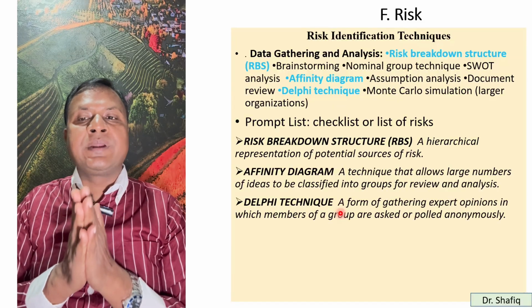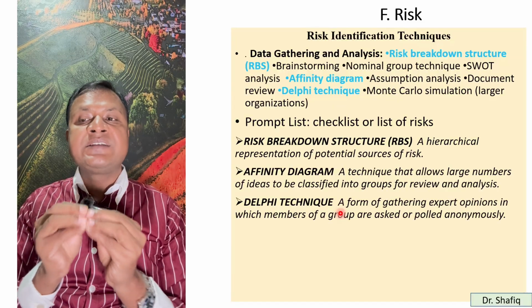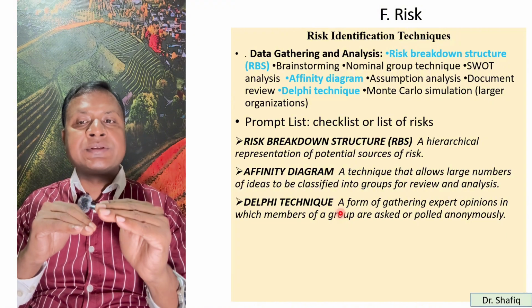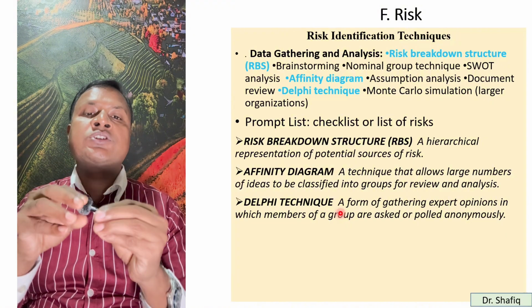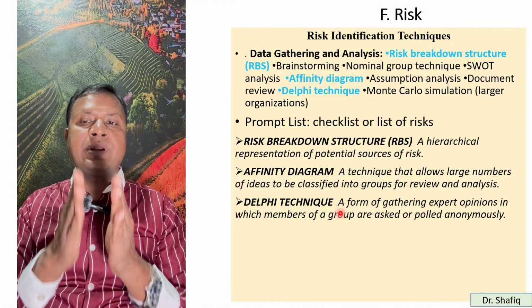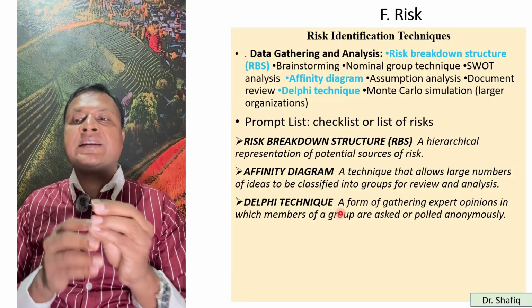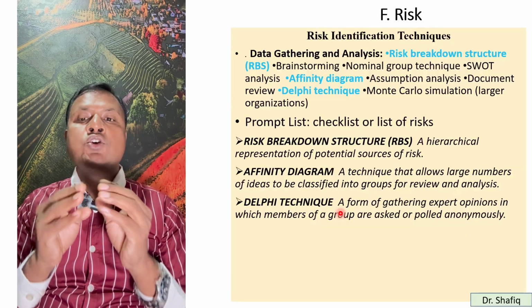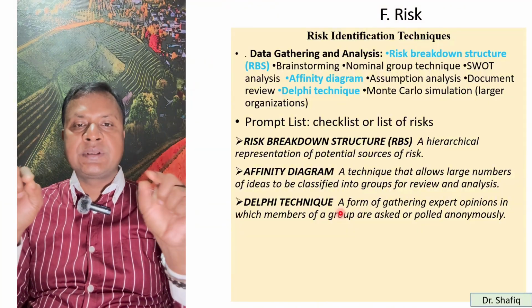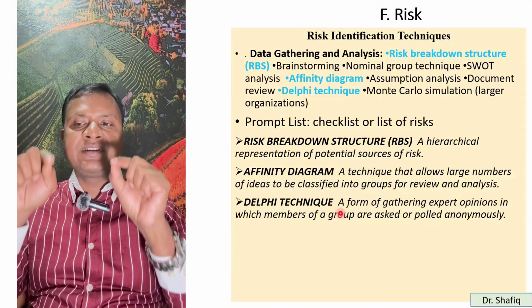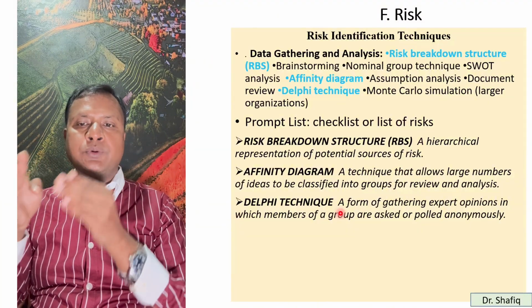So what is risk breakdown structure actually? RBS is a hierarchical representation of potential sources of risk. And then an affinity diagram is a technique that allows a large number of ideas to be classified into groups in a diagram, group by group.